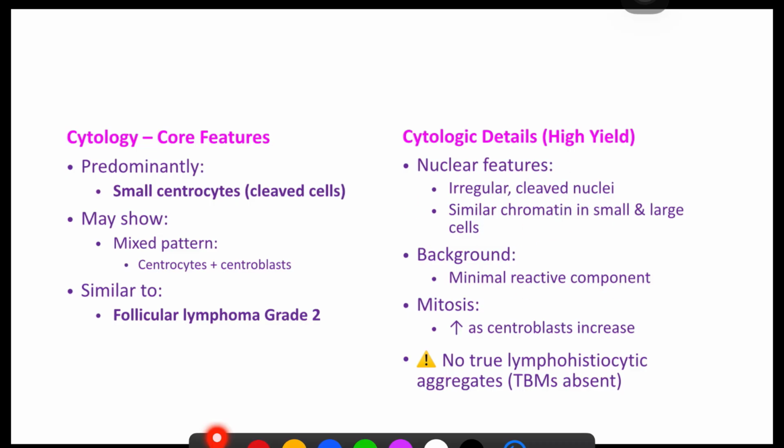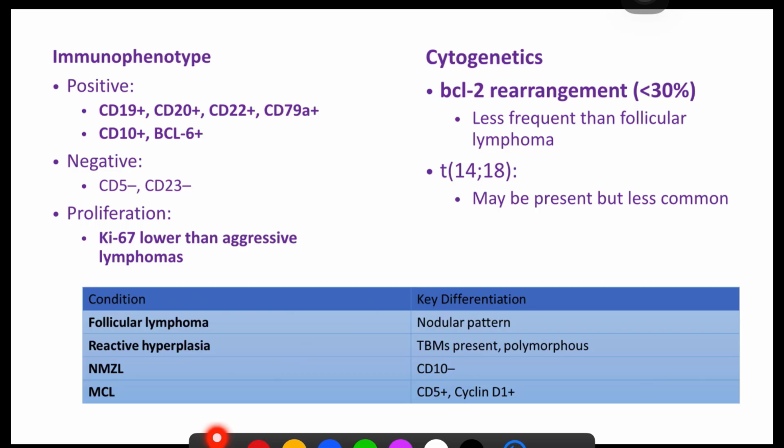is minimal reactive component. Mitosis increases as centroblasts increase, and these tingible body macrophages are always absent, and there is no true lymphohistiocytic aggregate. So as the B lymphocytic lymphoma markers are positive, BCL6 positive, negative CD5 and 23, proliferative index Ki67 is lower than aggressive lymphoma, and BCL2 rearrangement is less than 30%, which is less frequent than follicular lymphoma, and this translocation 14-18 may be present but less common than follicular lymphoma.